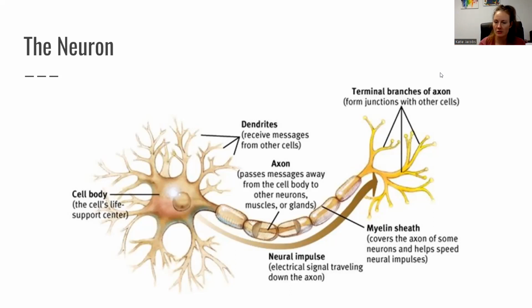You'll notice in this picture that the axon has something called the myelin sheath that covers it. The purpose of this is to help speed the neural impulses as they go through the neuron, so that you don't lose communication. It's a fatty substance that insulates the axon. If you think about why that would be helpful, it keeps the messages from flying off the axon so that they can get where they need to go.